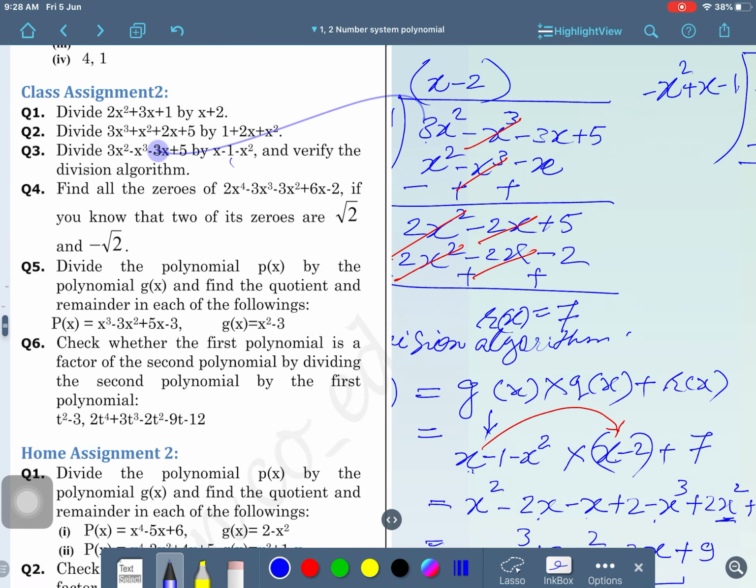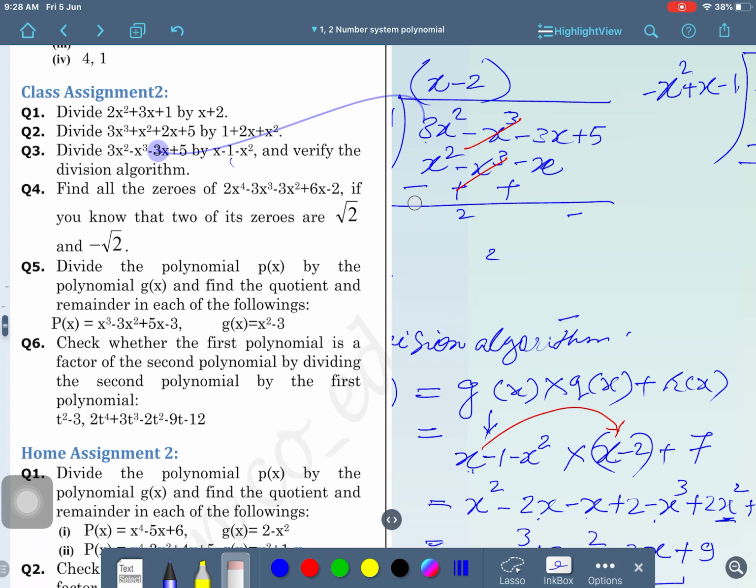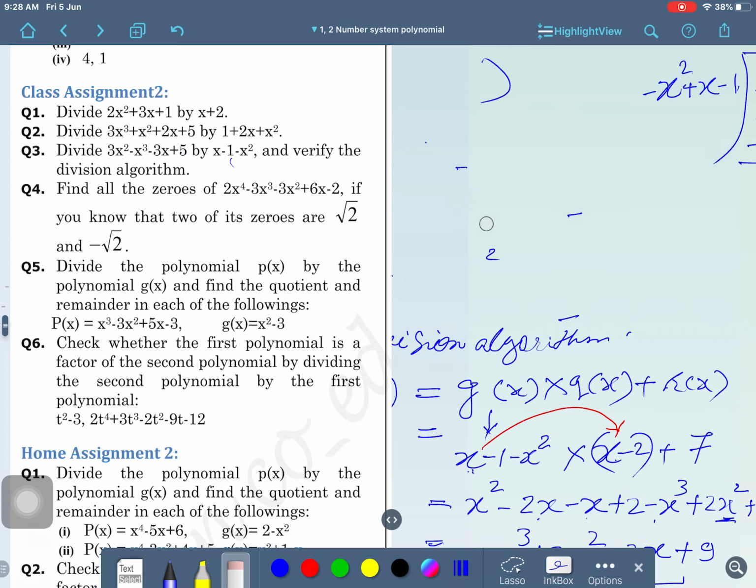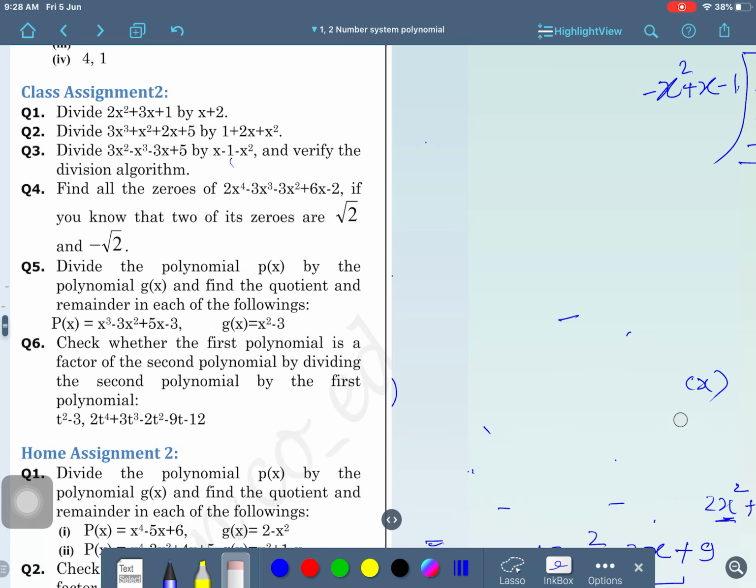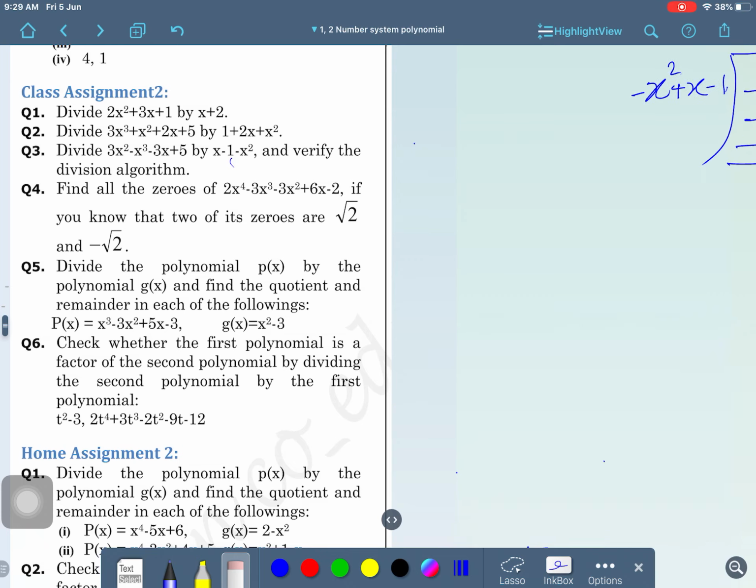Is that clear? So I will suggest you, if I could do the wrong, you can also do the wrong here. So I will suggest you first to arrange all the terms in the correct order. Is that clear? Everybody, you just have to remember. Clear, guys? Now see the next, please.